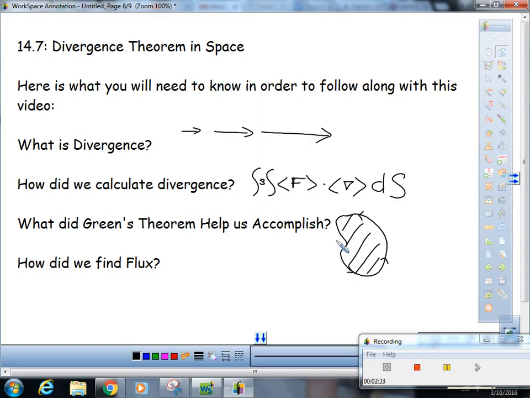We are taking something that is one-dimensional in Green's theorem and calculating it by using a 2-dimensional measurement. That's the magic. And how did we find flux? Flux was just the surface integral of F dot n dS, where S was the surface area. So that's the 4 things you've got to understand to follow along with today's video.